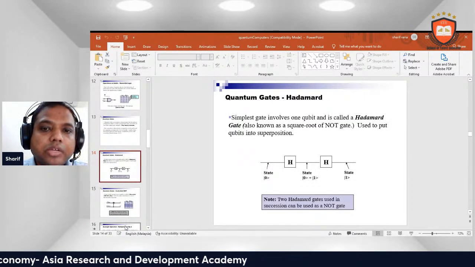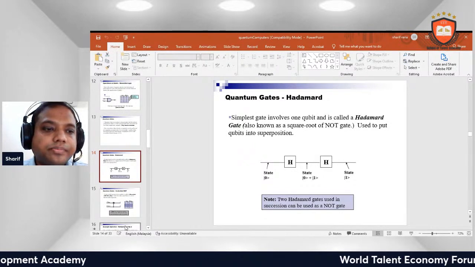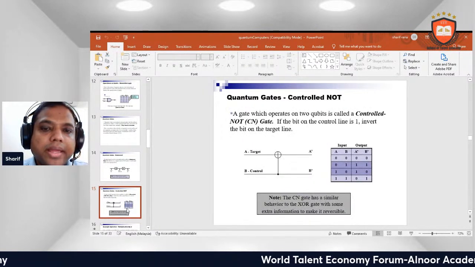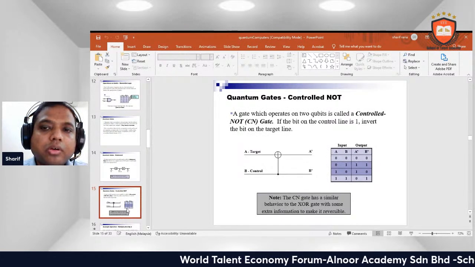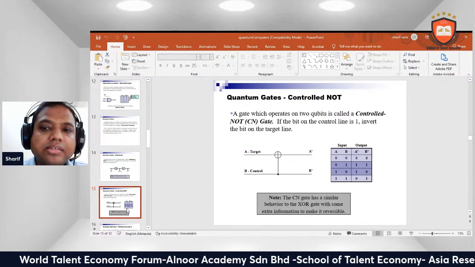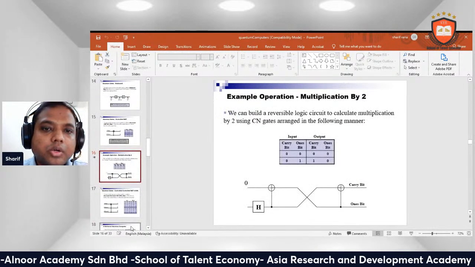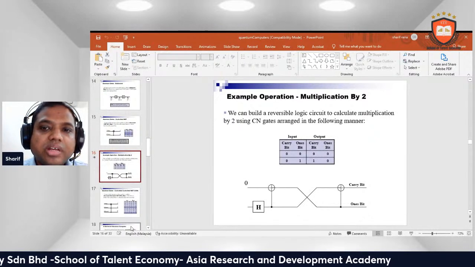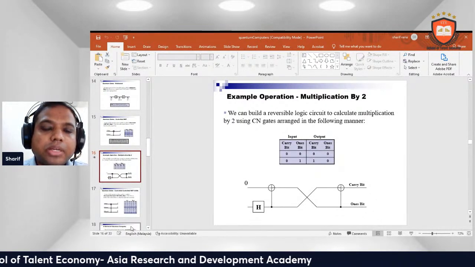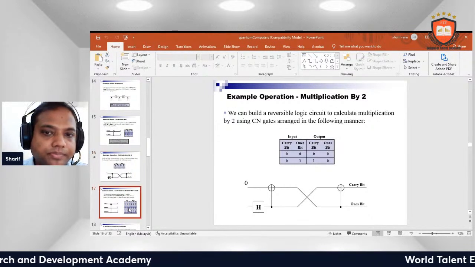Quantum gates: a simple gate involving one qubit is called the Hadamard gate. A gate which operates on two qubits is called the controlled-NOT gate. If the bit on the control line is 1, invert the bit on the target line. We can build a reversible logic circuit to calculate multiplication by two using CNOT gates arranged in the following manner.